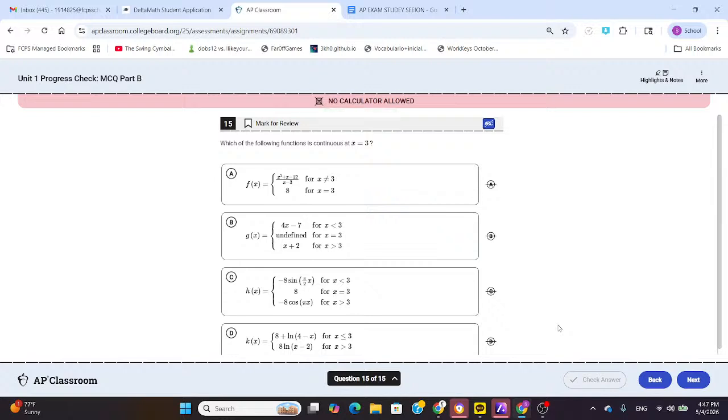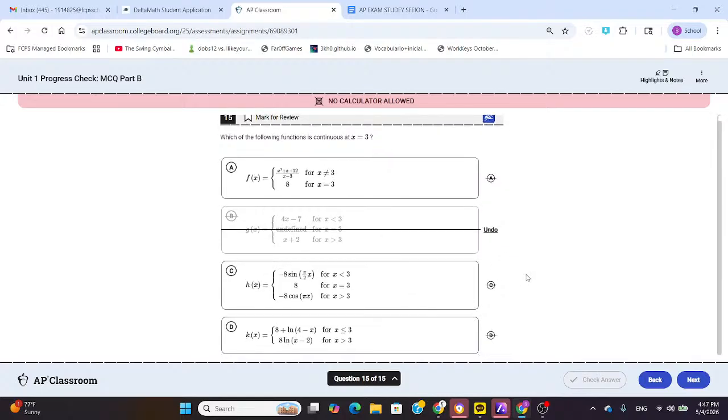All right, well, sucks to suck. Let's move on to the next one. Which of the following functions is continuous at x equals 3? 3. So, that's not continuous.